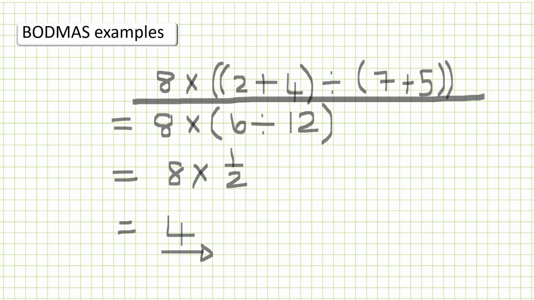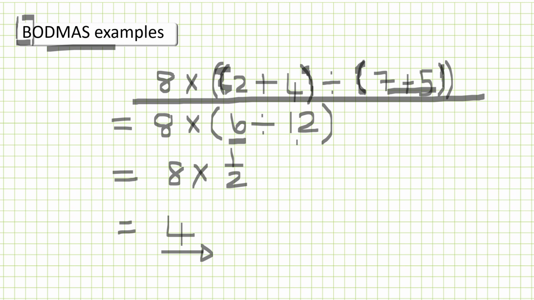We have here an example where we're going to use BODMAS. BODMAS says brackets first. So if we have a look at this example, we've got 2 plus 4 is equal to 6, 7 plus 5 is equal to 12, and we can take away these first brackets.